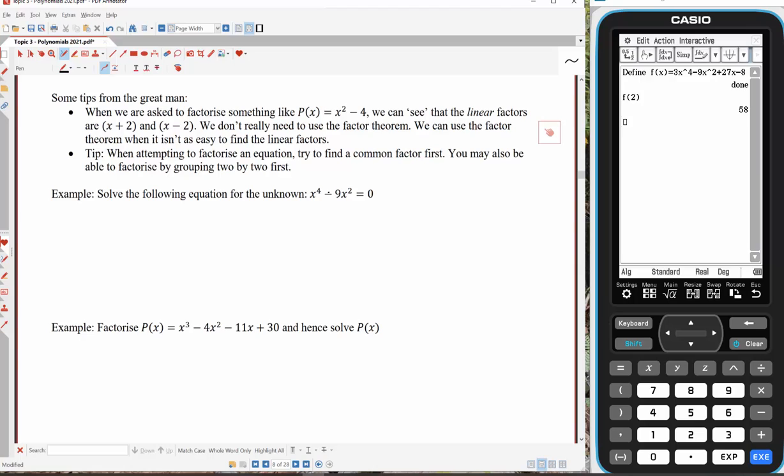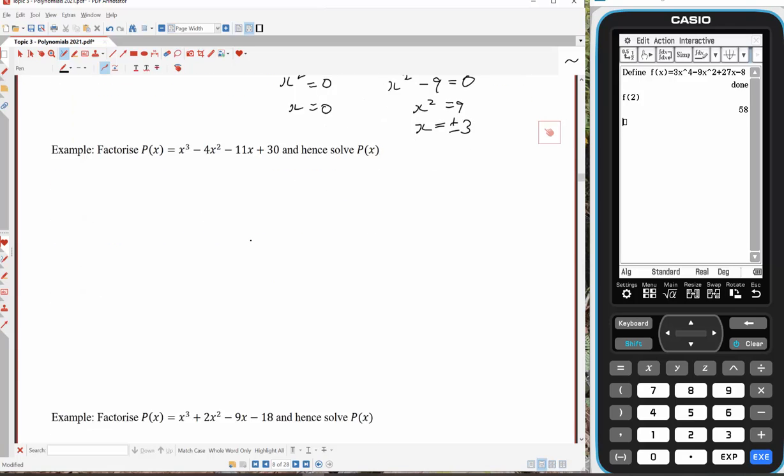So before you start throwing out long division and remainder theorem and all of that sort of stuff, what we're going to do is note that each term has a common factor of x squared. So let's pull it out. X squared take 9, and basically this is ready to go now. So we can apply the null factor law here, which is x squared equals 0, x equals 0, x squared take 9 equals 0, x squared equals 9, x is equal to plus or minus 3 when I root both sides.